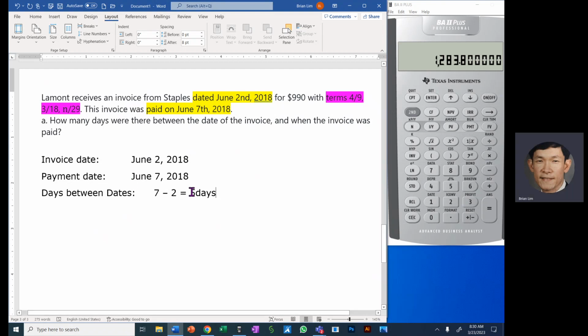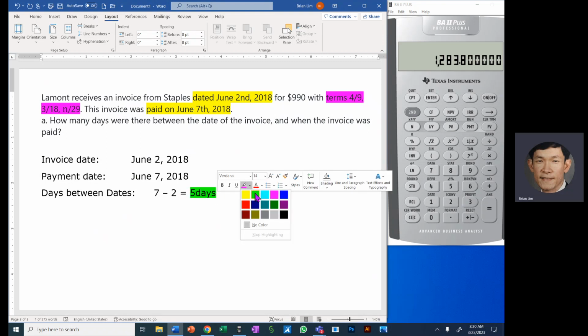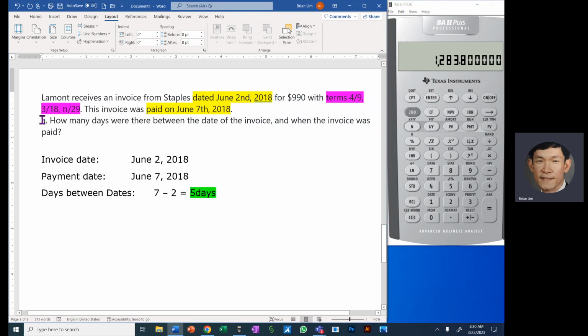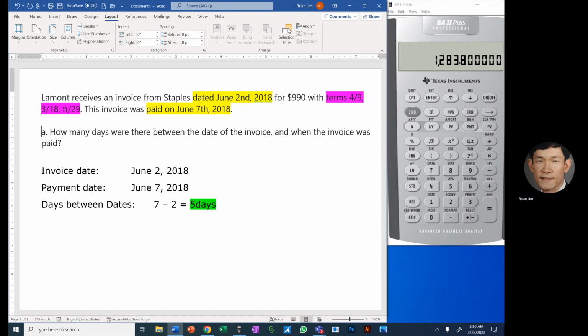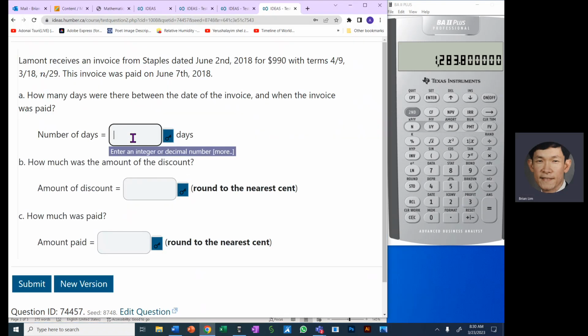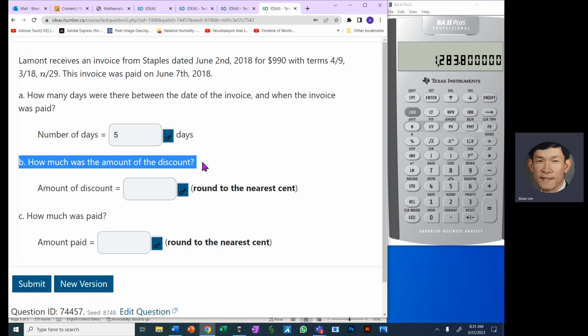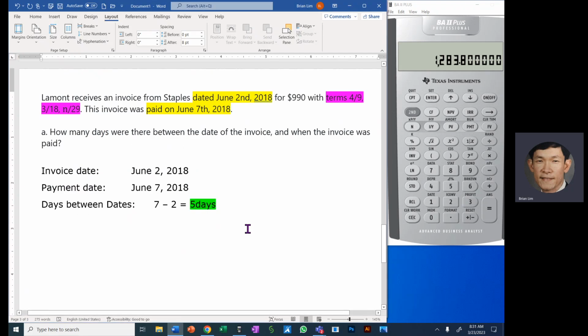All right, so that's one answer that we need. That's the first answer. How many days? So there we are. If we wish, we could have brought this down, maybe separated, so we can see it very distinctly. All right, so that answer was 5 days. So how much was the amount of the discount? All right, so let's go and find that out.